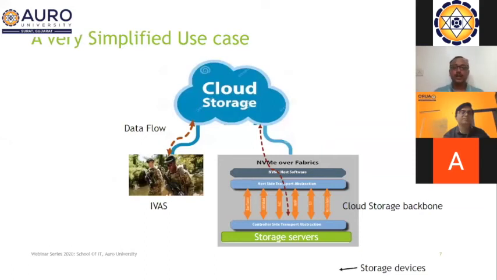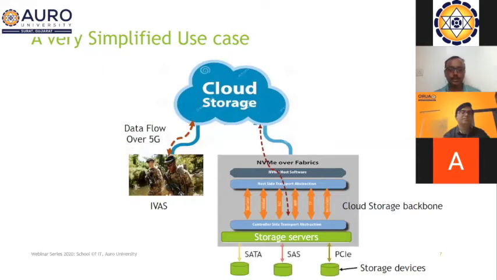So this is just a very simplified use case I could come up with. Believe me, there are a lot of things between these dotted lines. There are a lot of other technologies which fit between these two blue lines, but this is just two ends of one whole big system. One is the storage servers and the other is the EVAS devices connected with the cloud.